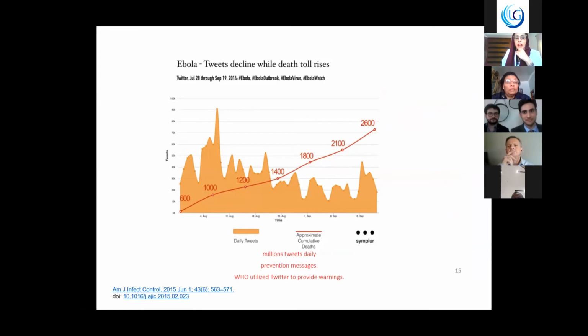This is an example of how the World Health Organization used the Twitter platform to disseminate prevention messages during Ebola in 2014. There was a clear correlation between the number of tweets and the cases of Ebola, and it was very effective. I highly recommend using the Twitter platform, particularly during a crisis. It's considered the fastest and easiest way to disseminate prevention and warning messages to the population.